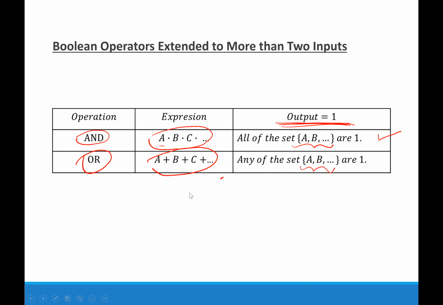Now we know how we get 1. If at least one input is equal to 1, we have the output 1. Okay, let's see what the answers are. Good. If we need the output 0, all the inputs should be equal to 0. That is the only way. If all inputs are equal to 0, we can get the output equals 0.